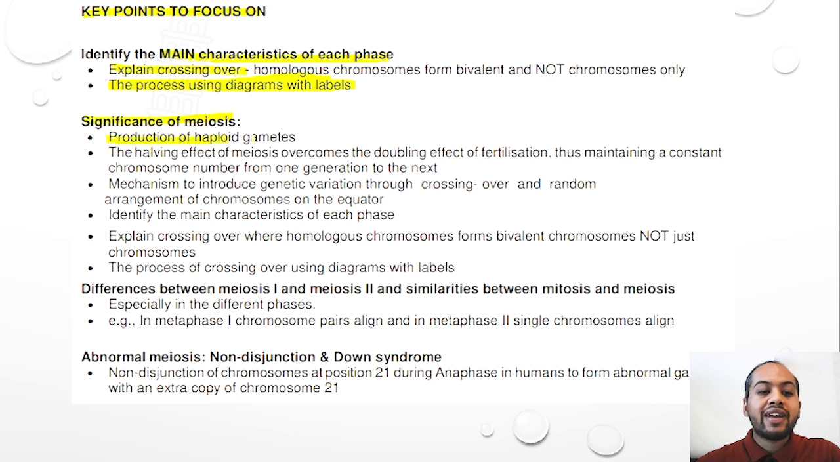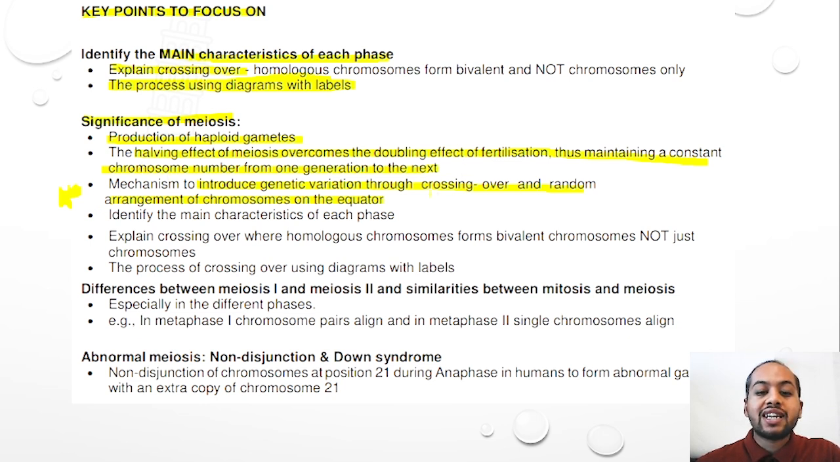For the production of haploid gametes, the halving effect of meiosis overcomes the doubling effect of fertilization, thus maintaining a constant chromosome number from one generation to the next. The mechanism to introduce genetic variation through crossing over and random arrangement of chromosomes on the equator. This is extremely important. You may be asked to describe how meiosis introduces genetic variation.